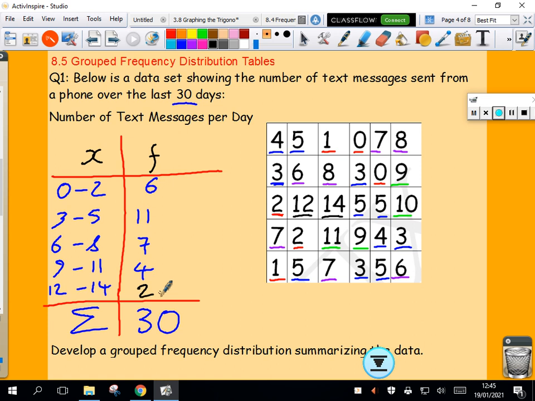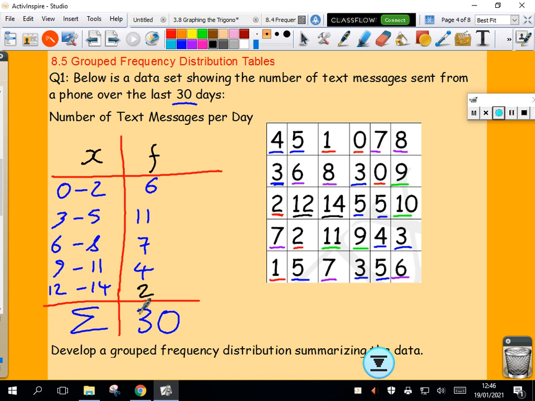2. I'm going to double check my addition. 6 and 11 is 17. 17 and 7 is 24. 24 and 4 is 28. 28 and 2 is 30. I'm pretty confident that I've counted them all right because it's given me the right value there. 30. The total sum of all the frequencies is 30. So that's what a grouped frequency looks like.